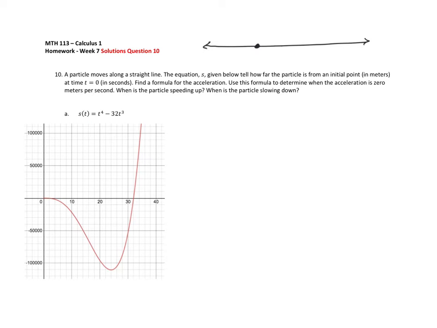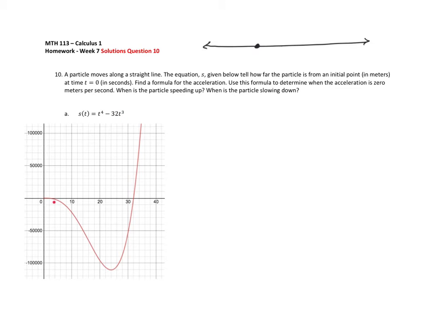What we're going to do is find a formula for the acceleration of this particle, figure out where the acceleration is 0, and also determine when the particle is speeding up and when it is slowing down. All right, let's take a look at part A. S of t is equal to t to the fourth minus 32t cubed.